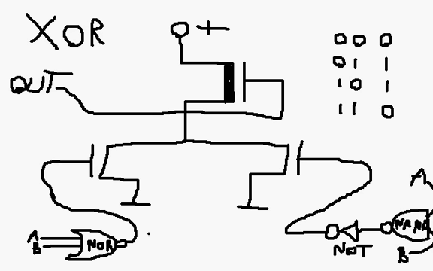So the way that this works is if A and B are both low, then the NOR gate turns on, and that activates this input here and pulls the output down to ground. So basically, if you have this case here, where A and B are both low, then that activates this NOR gate, and that pulls this output down so that the output goes down to ground.